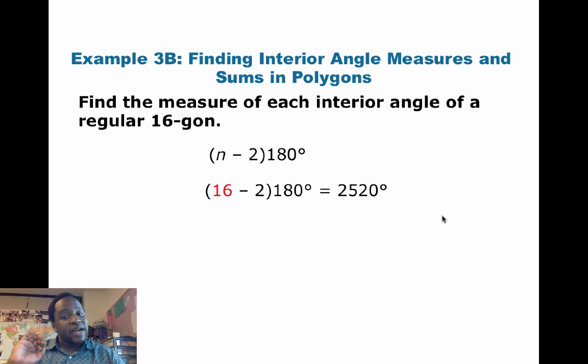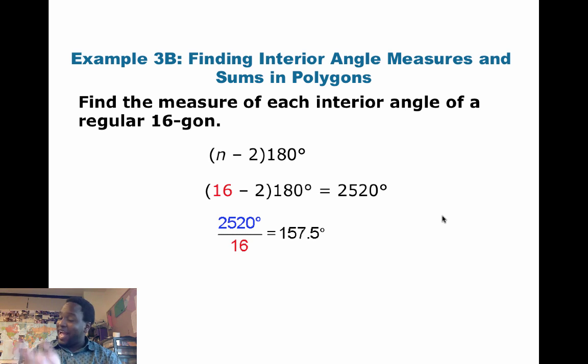Now, but I want to find each angle. And in a 16gon, there are 16 angles. And in a regular 16gon, there are 16 congruent angles. So all I have to do is divide by 16. So 2,520 divided by 16, and I get the wonderfully rounded number of 157.5 degrees. So each interior angle of a regular 16gon would have 157.5 degrees.